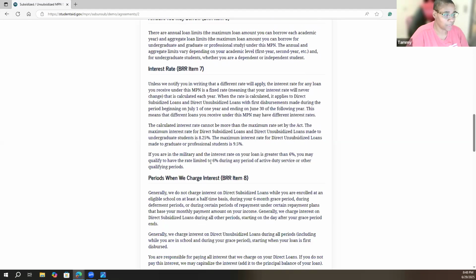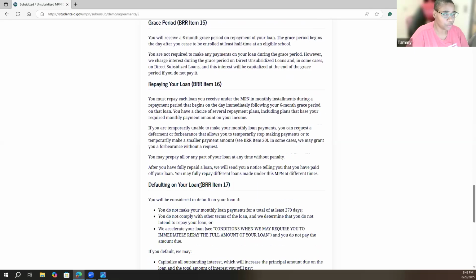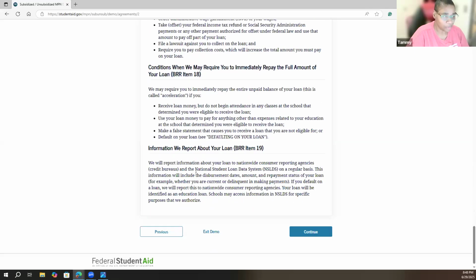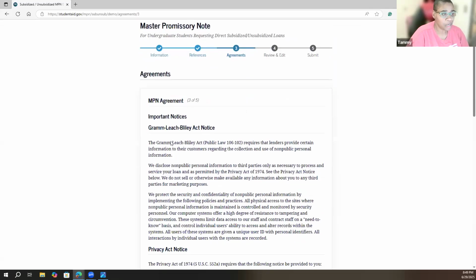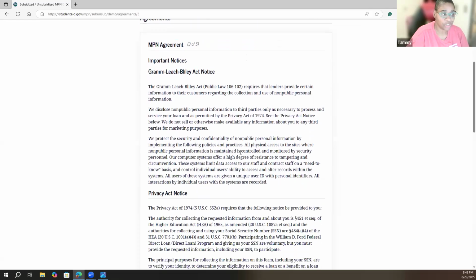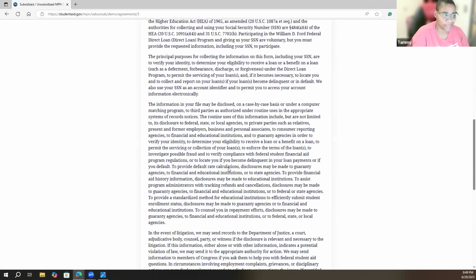This is just more or less about interest rates and all of those things. Late charges and collections, if you're dealing with that, you want to read more about that. Default, you want to read about that information. Conditions why they may require you to pay the account in full immediately. But these are also more laws. Gramm-Leach-Bliley Act notice. These are things that are supposed to be provided to you as a borrower. And these are things that you can request as well, to see when the Department of Education or the loan servicers provided this information.